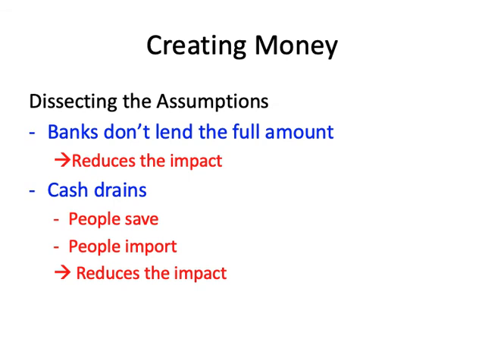The next one was cash drains. People use all of the loan, right? But that's not always true, right? People will save money. People will import goods, right? If people use some of this money to import, then that money leaves our system, and that is no longer going to be circulating money in our system, and that will reduce the impact.